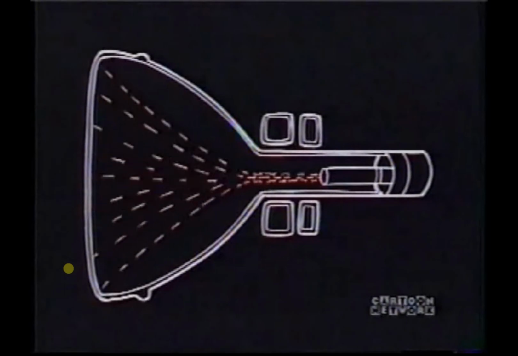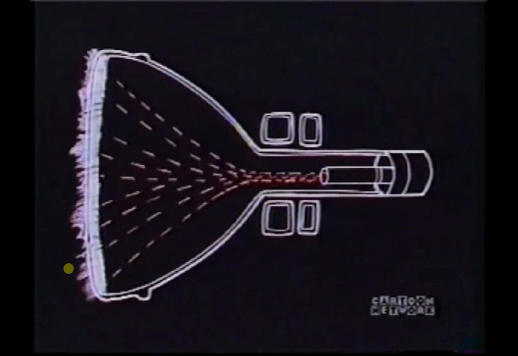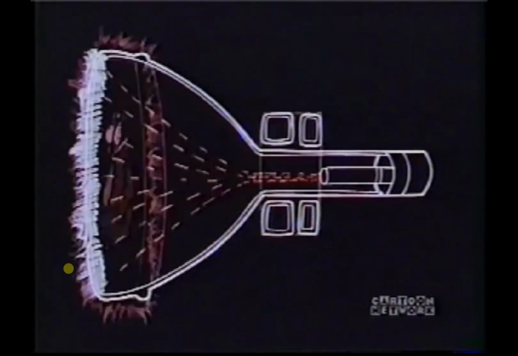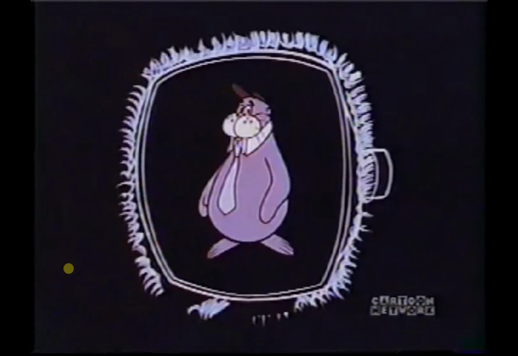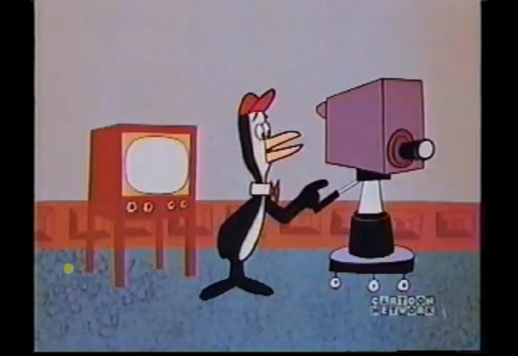The front of the tube is coated with a special chemical which lights up when the electrons hit it. And this is what makes the picture. I get it. The Autocon tube turns the picture into electrons.